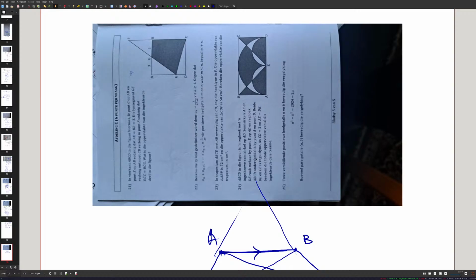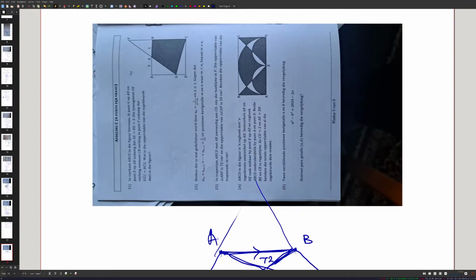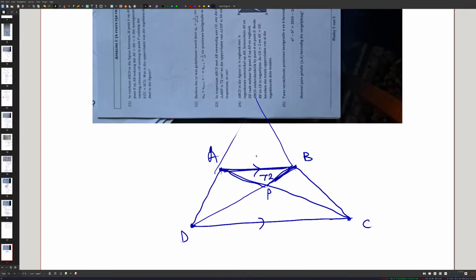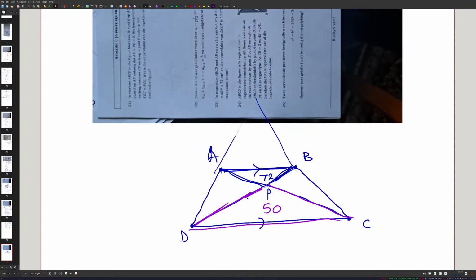If the area of ABP is 72, I've got a feeling that looks like it's going to be the bigger numbers. I've probably drawn this badly. And CDP is 50. Yes, this is definitely the right way around. AB is obviously the shorter side in all of this. 72 and 50. Determine the area of the trapezium in centimeters.